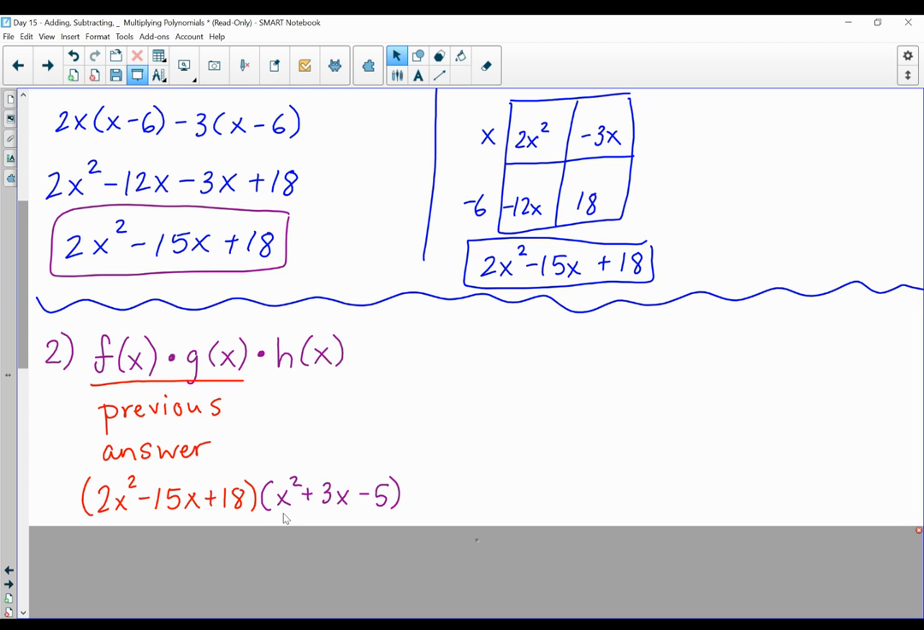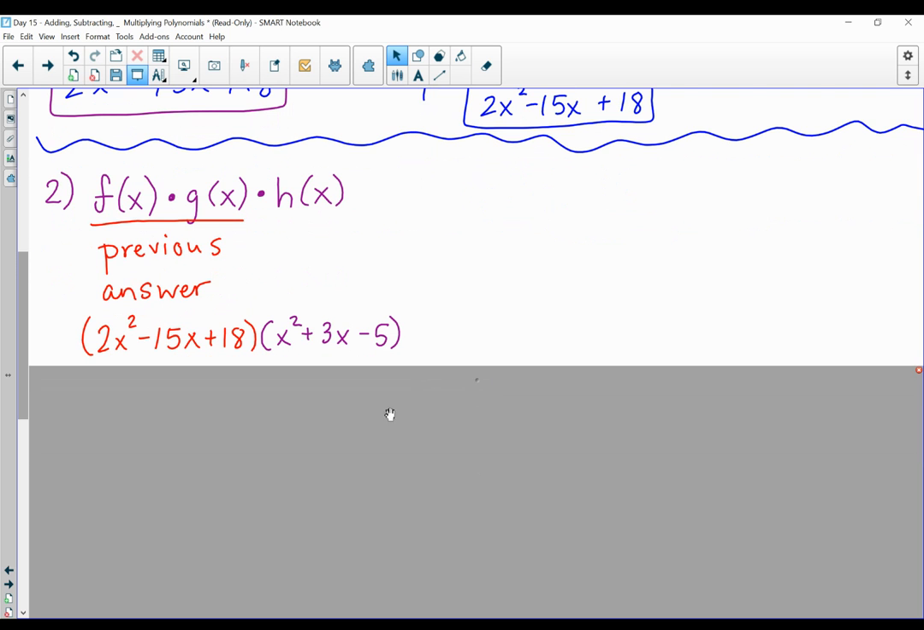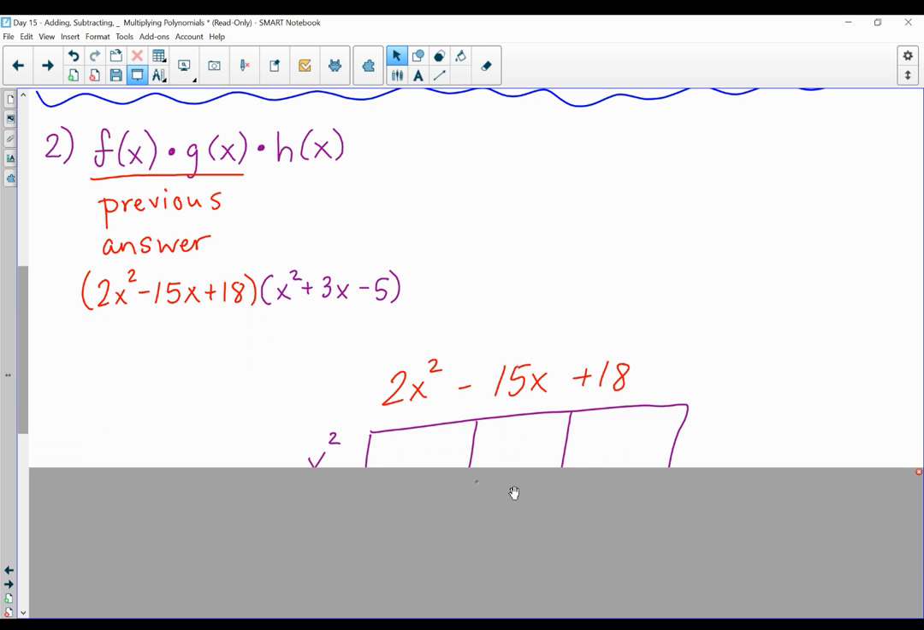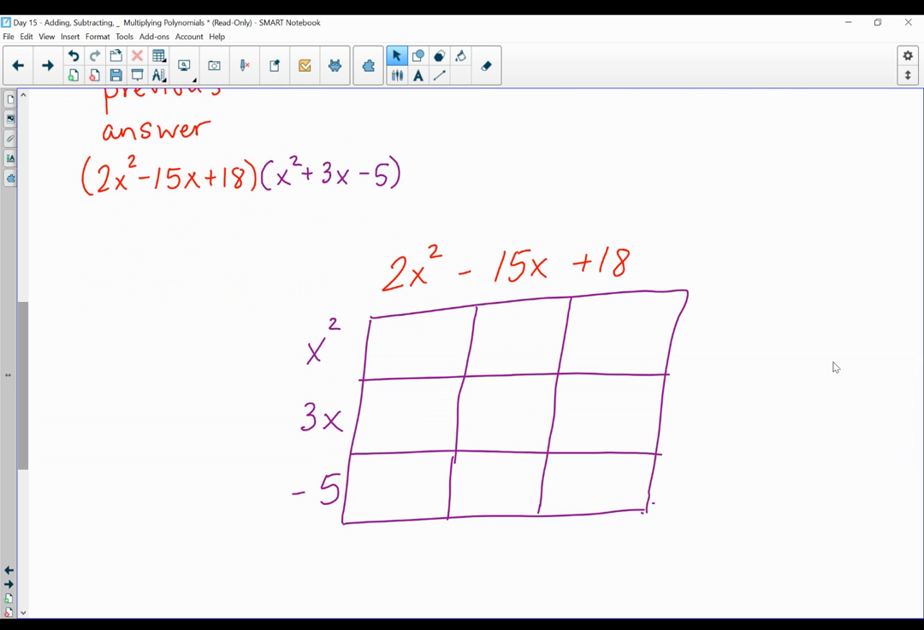And h of x is given to us as x squared plus 3x minus 5. So even though I'm asked to multiply f of x times g of x times h of x, since I already did the work for f of x times g of x, I'm really multiplying 2x squared minus 15x plus 18 times x squared plus 3x minus 5. And this is when I'm going to use box method. I think it's really important to use box method when you have so many terms. This is another trinomial times a trinomial, which means it's going to give me 9 terms. So I'm just going to use box method.